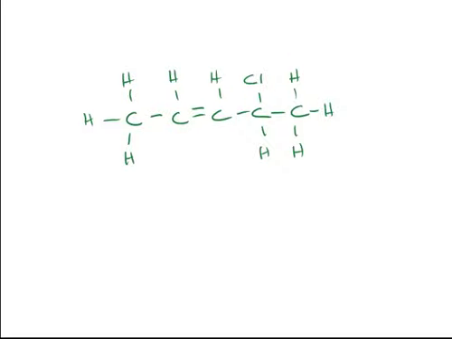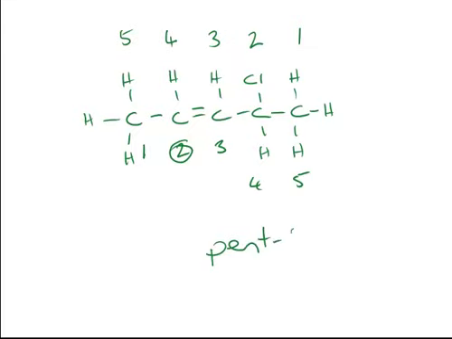Anyway, in terms of naming this now, we've got 1, 2, 3, 4, 5. If we number it from that side, if we were to number it from this side, it'd be 1, 2, 3, 4, 5. So the number that's going to be the lowest is 2. So that's going to be pent-2-ene. Now notice I kind of ignored the chlorine.